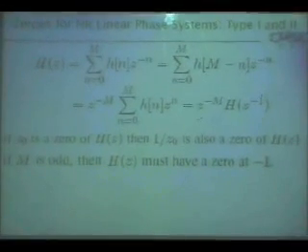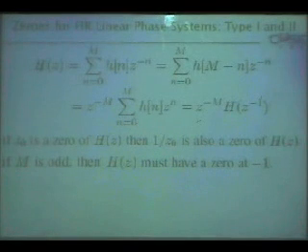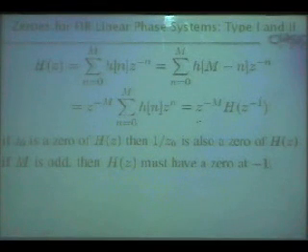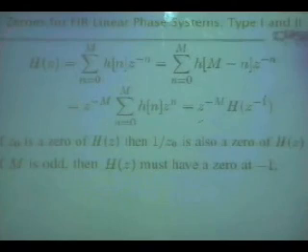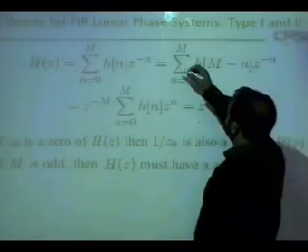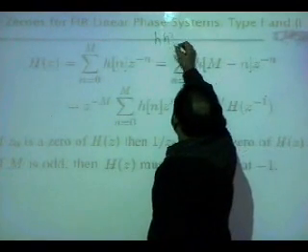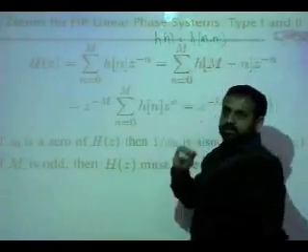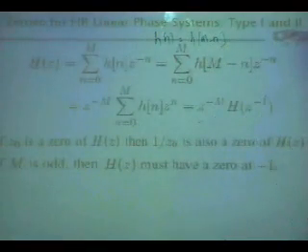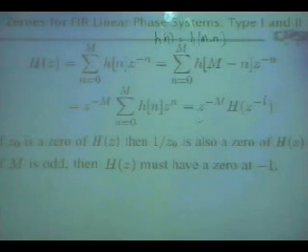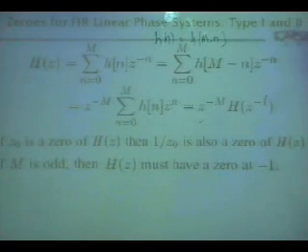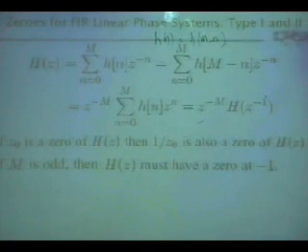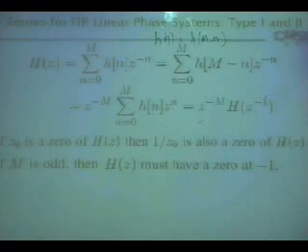But this is important: what is the consequence of symmetry? The consequence of symmetry is that you are saying h of n should be equal to h of m minus n, right? This is what symmetry means for type 1 and type 2 filters. It means if I take the Z transform of both sides, they should be equal, right? In the case of a linear phase FIR filter, they should be equal.